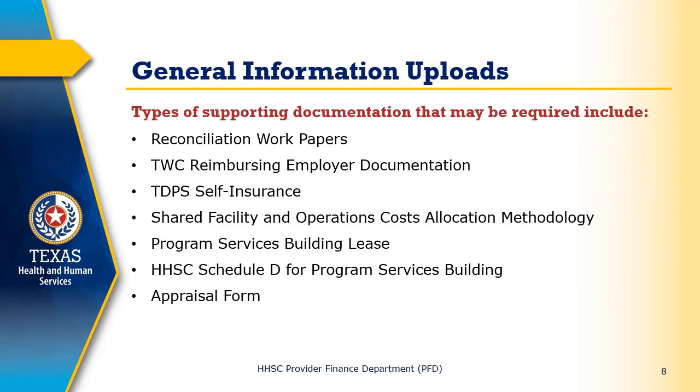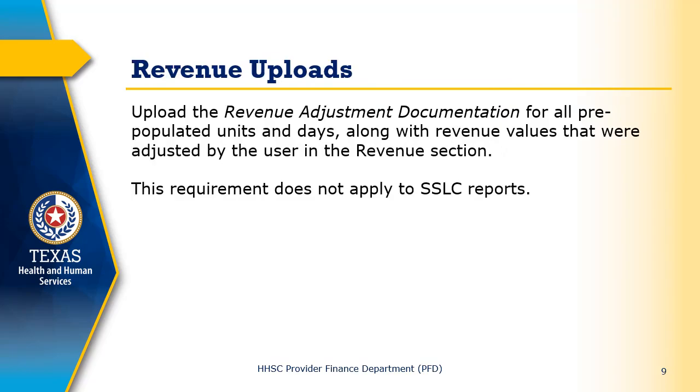The next category is General Information Uploads. Types of support documentation that may be required include Reconciliation Work Papers, TWC Reimbursing Employer Documentation, TDPS Self-Insurance, Shared Facility and Operations Costs, Allocation Methodology, Program Services Building Lease, HHSC Schedule D for Program Services, and Building Appraisal Form. For examples on the required support documentation, please refer to the cost report instructions for more details.